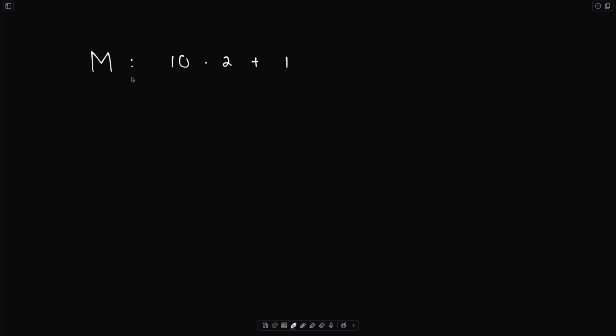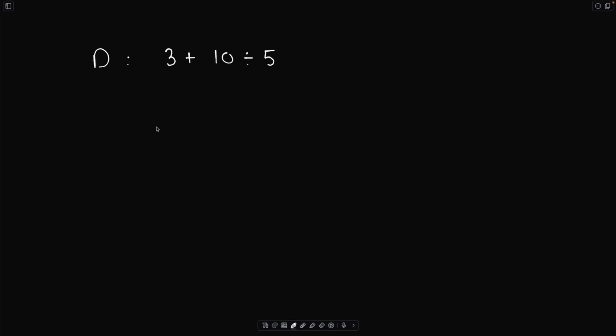So the M in PEMDAS stands for multiplication. Now let's look at an example. What if we had 10 times 2 plus 1? What do we do first? Do we do 2 plus 1, or do we do 10 times 2? Well, the M signifies we start with multiplication from left to right. So we work with the 10 times 2, which is 20. Bring down the plus 1. This gives us 20 plus 1, which is 21.